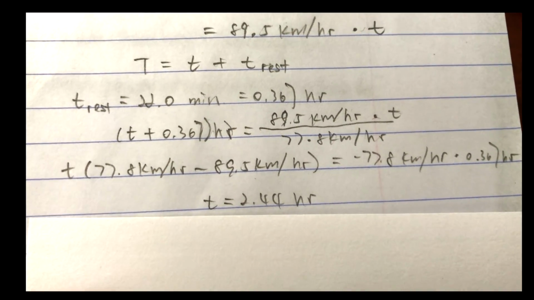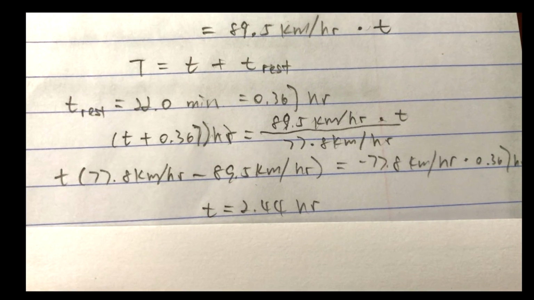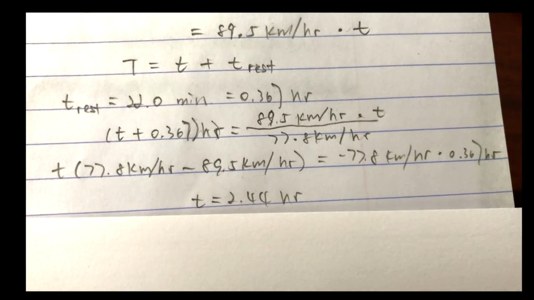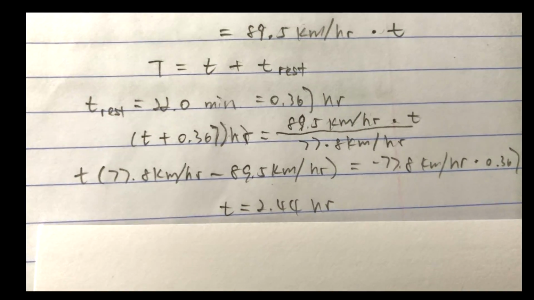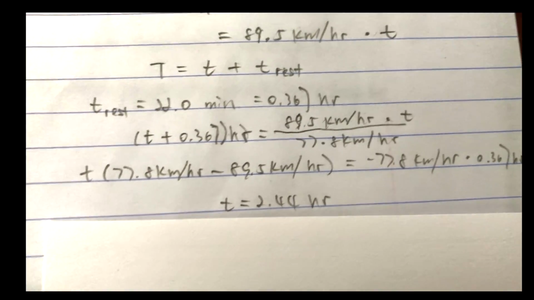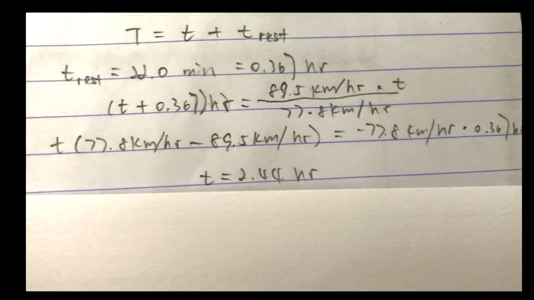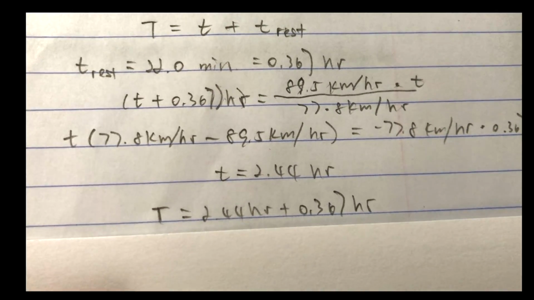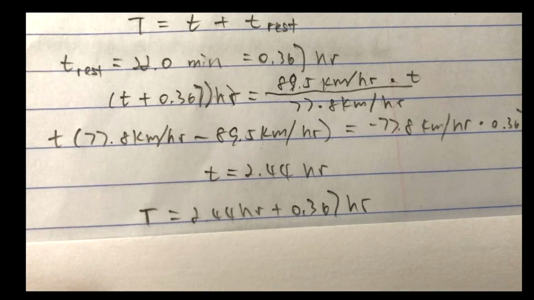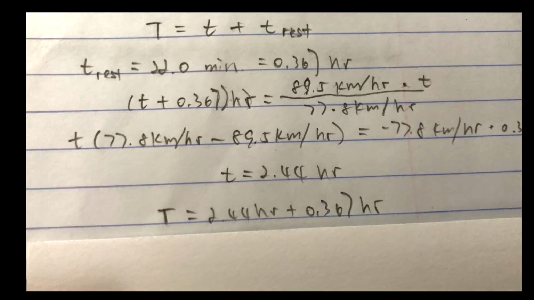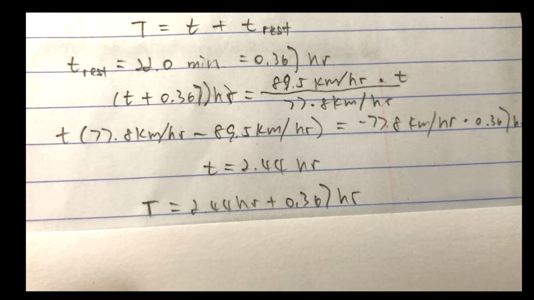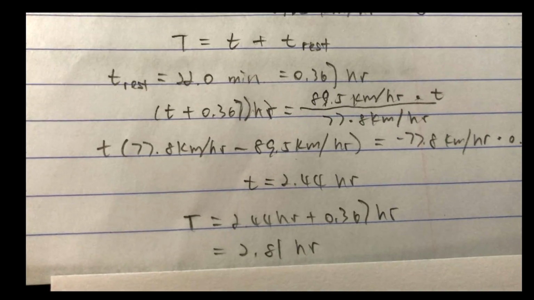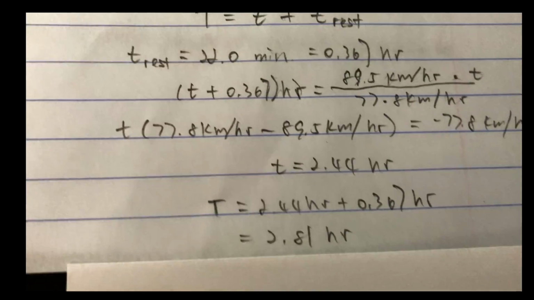Then we further subtract the 89.5 kilometers per hour, and divide by that number on both sides, we get t equals 2.44 hours. And like that, add that number to the time the person takes for rest, which gives 2.81 hours. That's the total time the person spent on the trip.